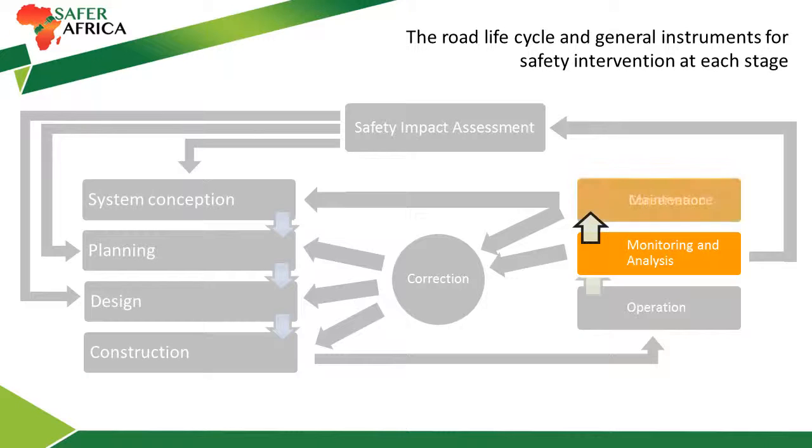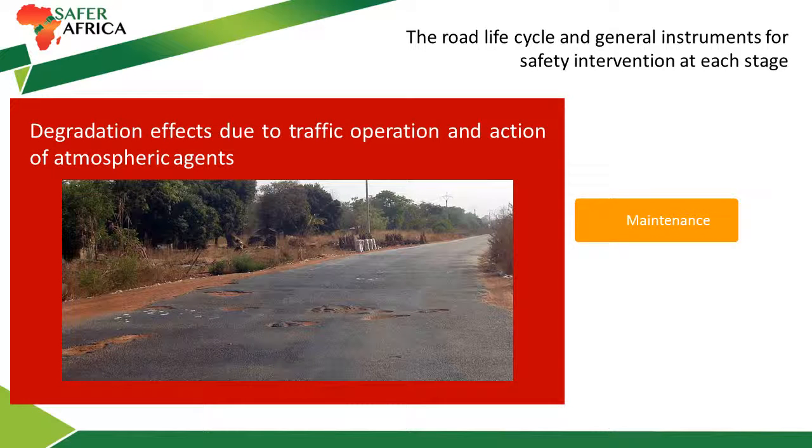The road infrastructure is subject to degradation effects, which naturally generates the need for maintenance activities. This degradation is mainly due to the wear and tear caused by the passage of traffic and the action of atmospheric agents dependent on the characteristics of the materials used and the evolution of the transport system itself.